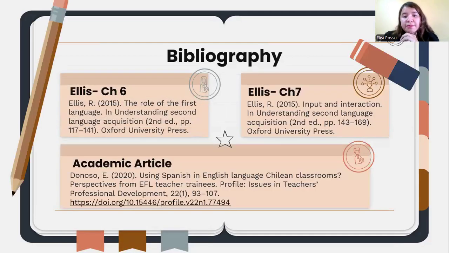Here you can see the bibliography that I used, and I already explained with which purposes I used them.